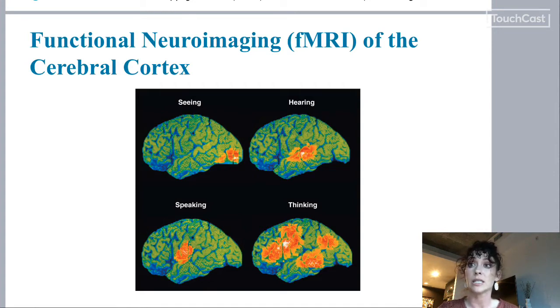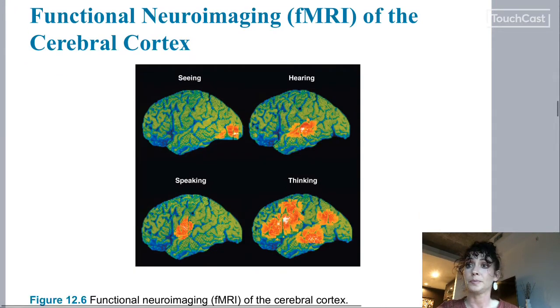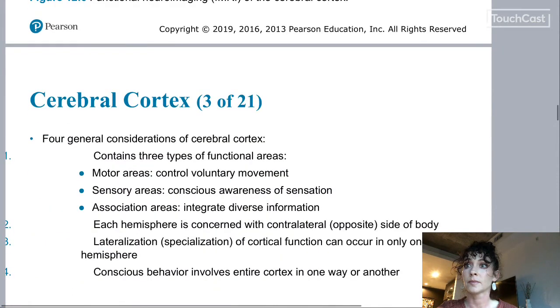So we can see that seeing is located in our occipital lobe. Hearing is going to be in our temporal lobe. Speaking has its own highly specific area on the lateral side, and then we can see that thinking occurs in a lot of different parts of our brain depending on what the task is.